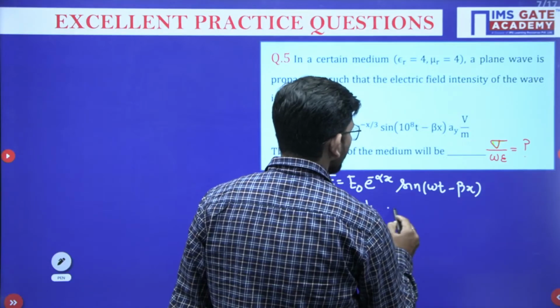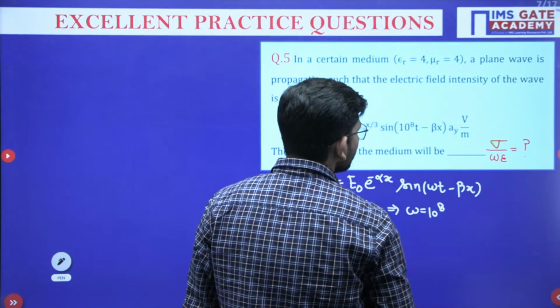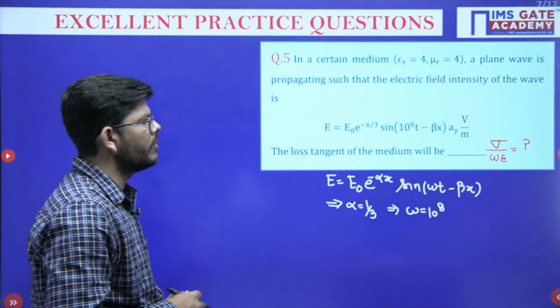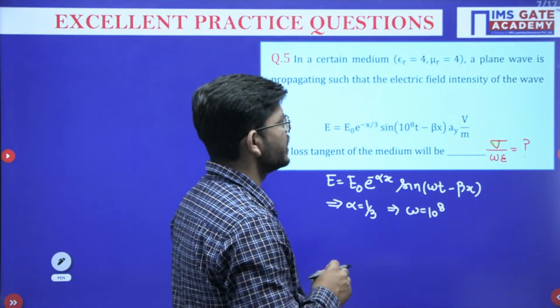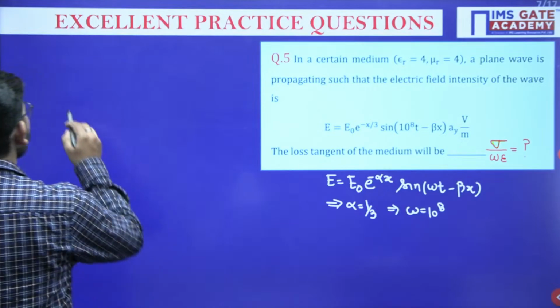And what is the value of omega? Omega is basically 10 to the power 8. That is what is given to us. So this data we are having. Now we have to find sigma upon omega epsilon. What will be the ratio of this? How are we going to approach this ratio?